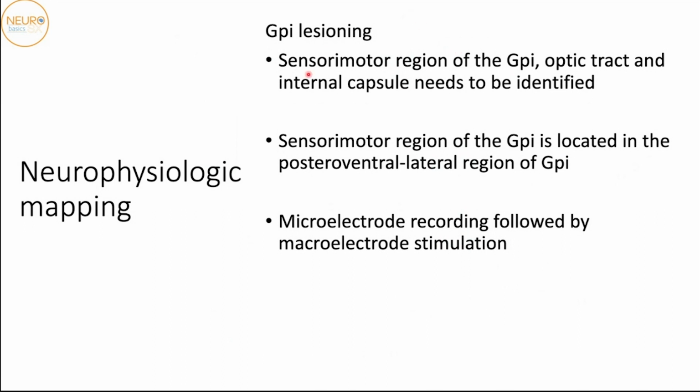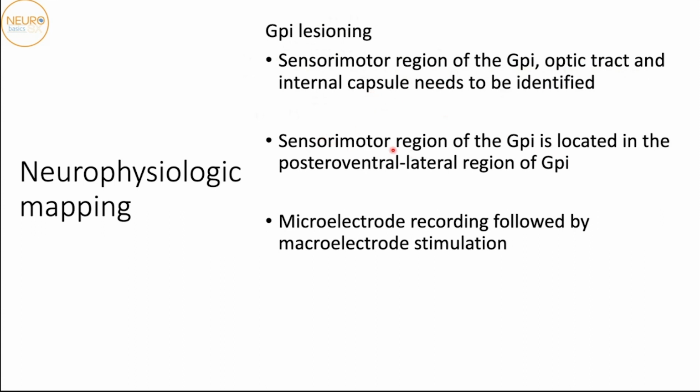Right. So once the burr hole or the twist drill is made and the lead is inserted, the MER or the macroelectrode stimulation is done, followed by the lesioning. In cases of GPi, it is important to use the mapping systems of stimulation and MERs to identify the sensory motor region of the GPi. Apart from that, the other areas we're trying to identify are the optic tract and the internal capsule, because we do not want to target these.